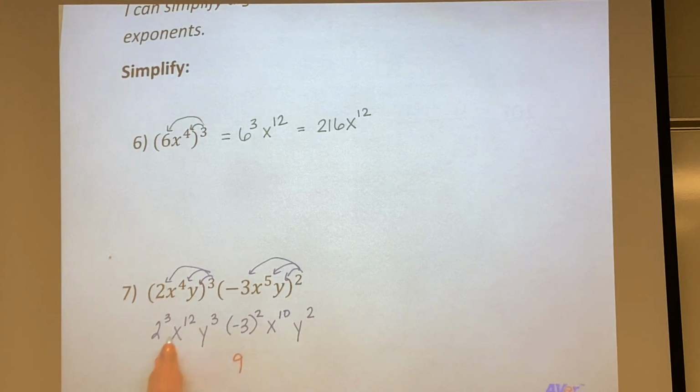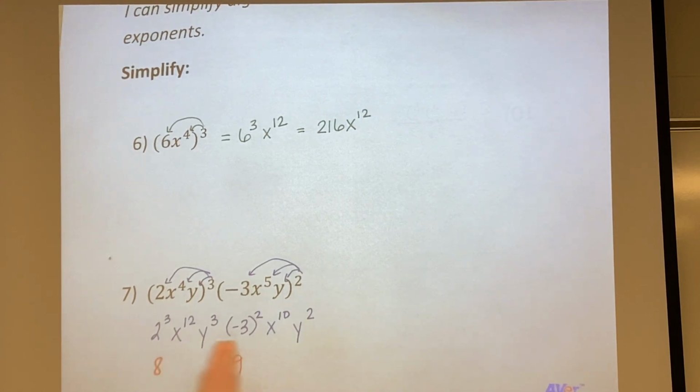But then we also want to combine our like variables. You never want to end up with the same variable multiple times in a problem. Your final answer should only have one x or one y in it. If it has multiple x's or y's while you're doing this, it means that there could be more simplifying. All right, so we are multiplying the same base, which means we add the exponents. So that would be x to the 22nd. And same thing with the y's. Add those together, so we have y to the 5th.